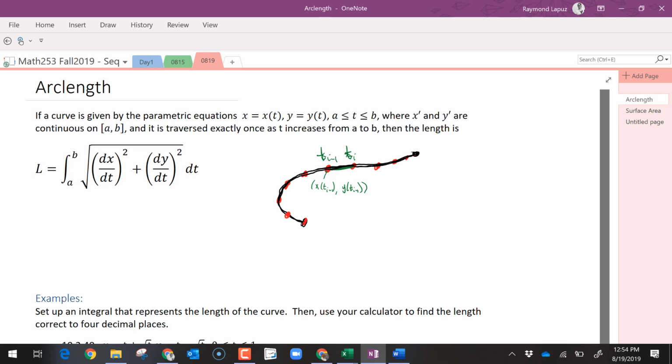So the distance here will be x of t sub i minus x of t sub i minus 1, squared, plus y of t sub i minus y of t sub i minus 1, squared. And all that under a square root.